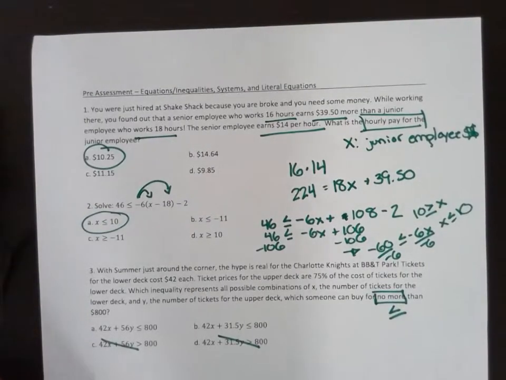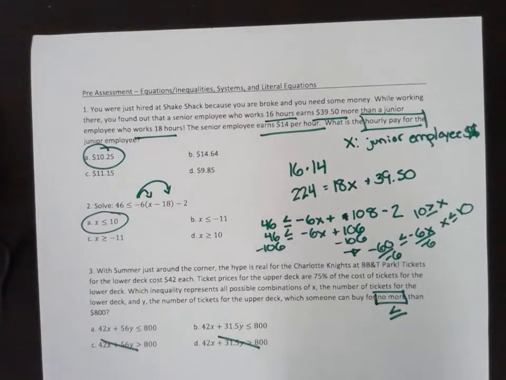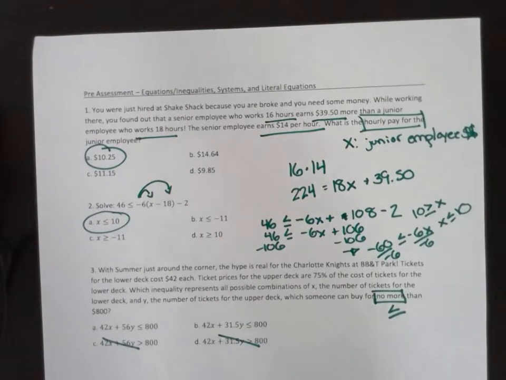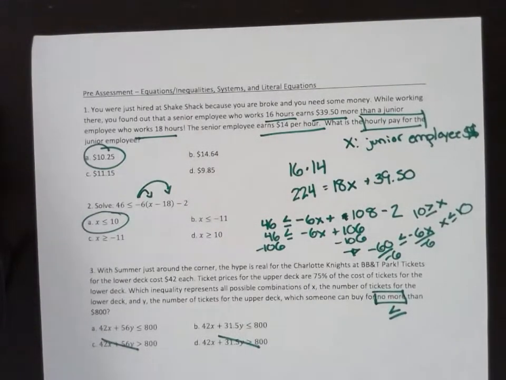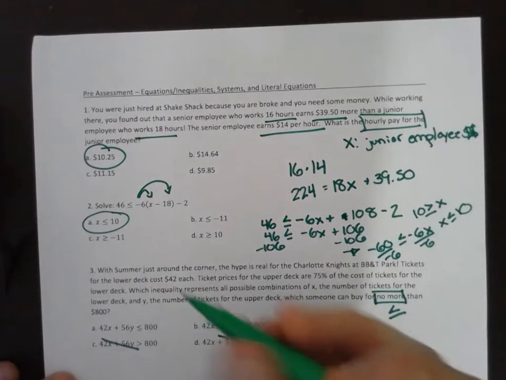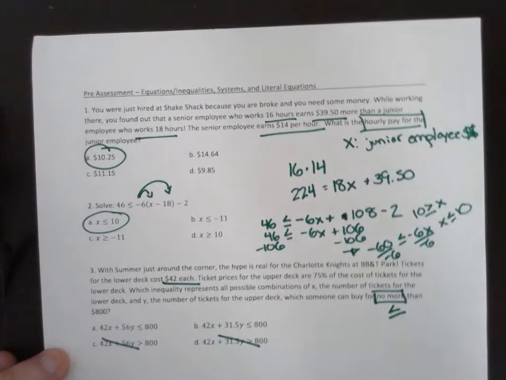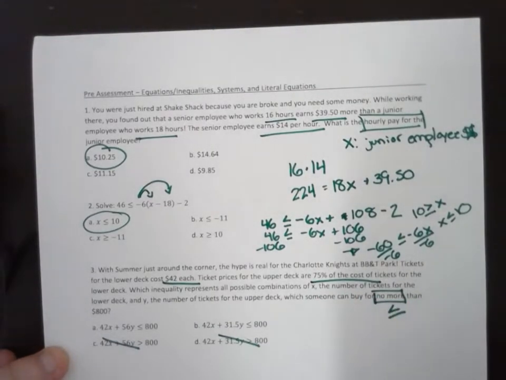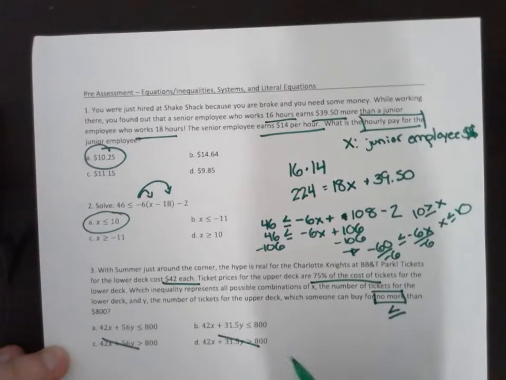Again, guys, a test-taking strategy when you're taking the EOC, constantly be thinking, what can I eliminate? Do some answers not make sense that I know for sure are completely out of character? Get rid of those. I know tickets cost $42 each, and I also know for the upper deck, they're 75% of the cost of the lower deck. Not 75% more, 75% of. So if something is 75% of the cost, that also means it's 25% less.